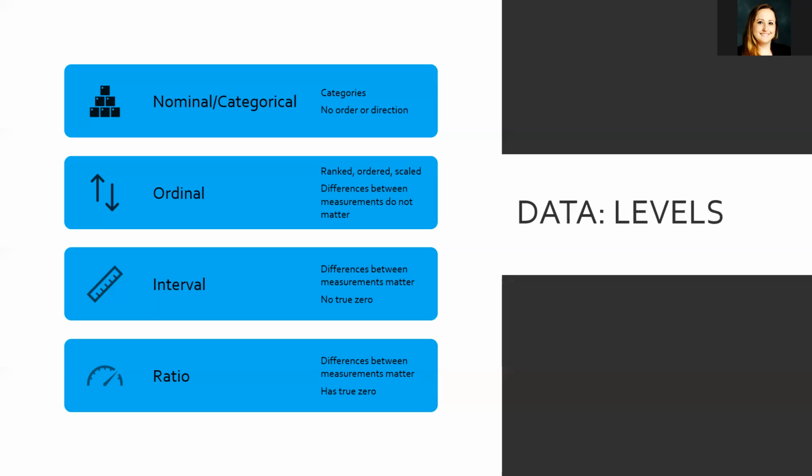Interval data is data where the differences in measurements do matter, but there is no true zero value. This includes things like temperature measured in degrees Fahrenheit or Celsius. 0 degrees Celsius is not the same as 0 degrees Fahrenheit, so the temperature on those scales does not have a true zero. This is contrary to ratio data, where the differences in measurement do matter, and it does have a true zero, like degrees Kelvin. 0 degrees Kelvin is when all particles stop moving and there is a complete absence of energy or heat. That complete absence is a true zero.